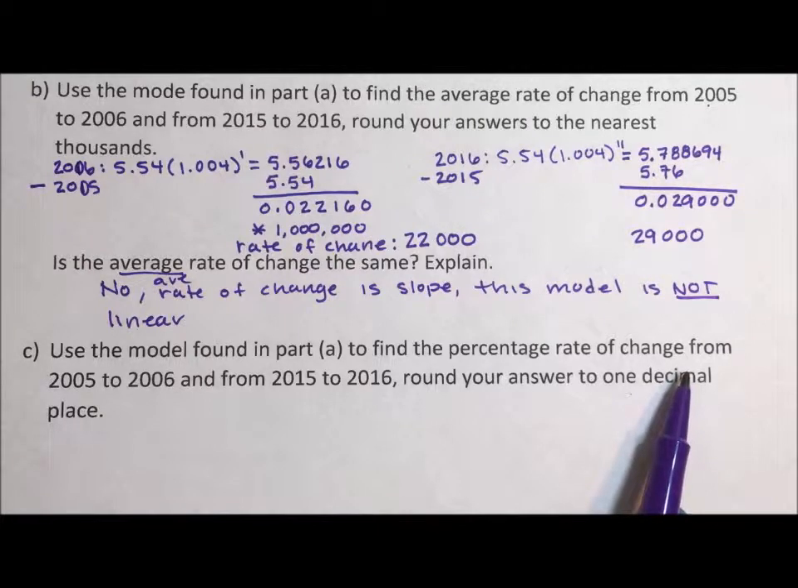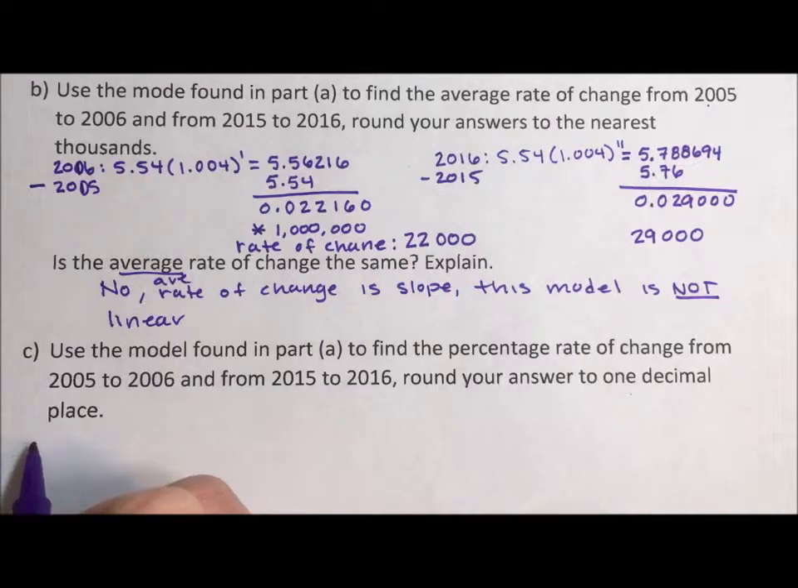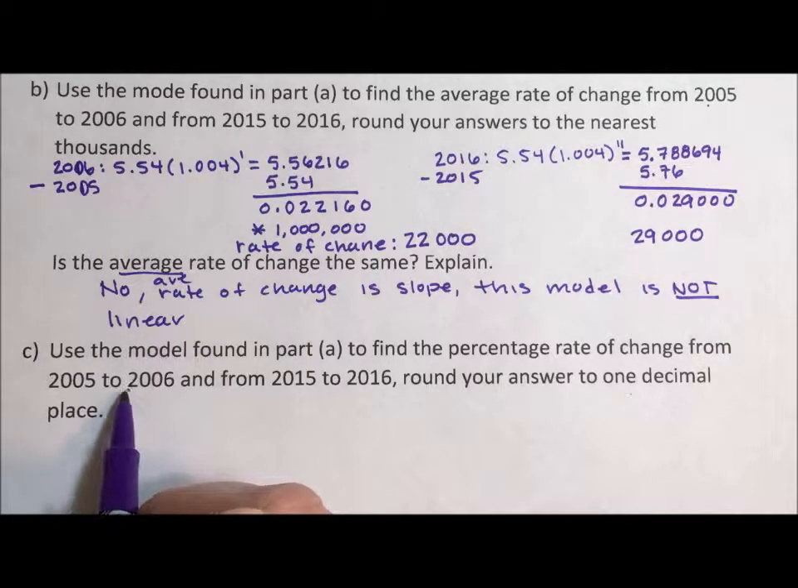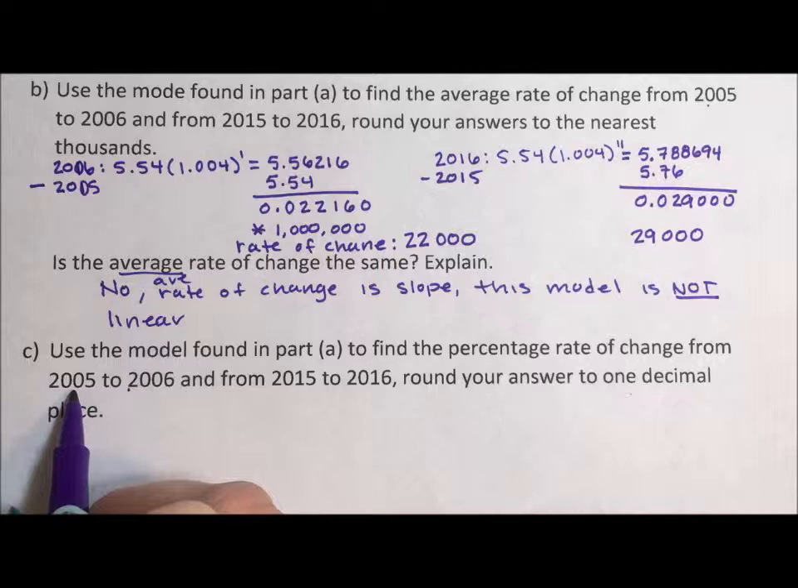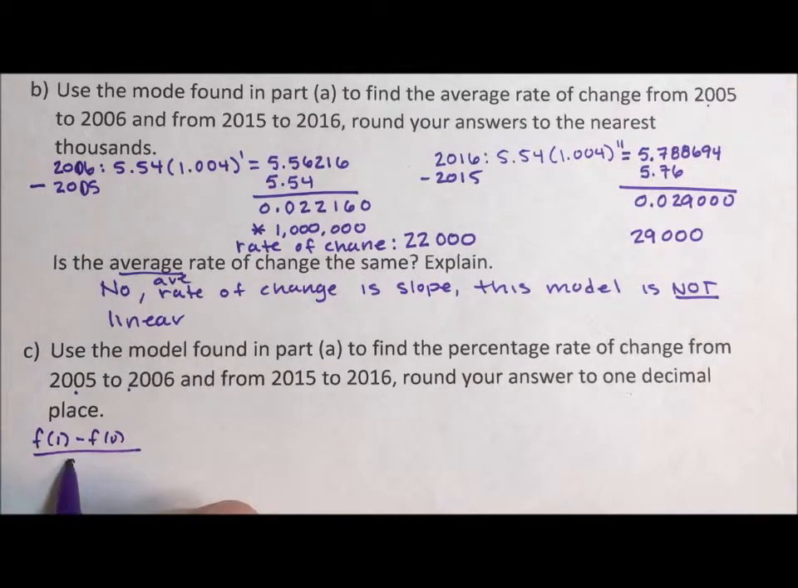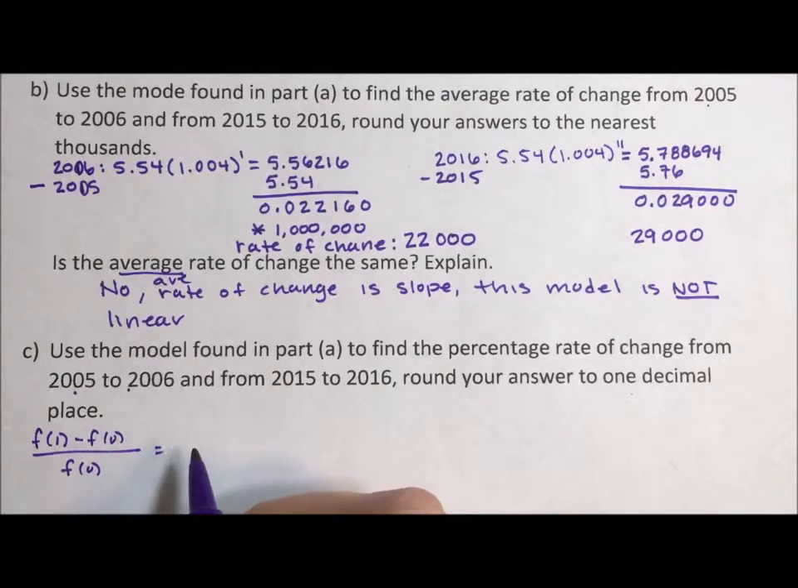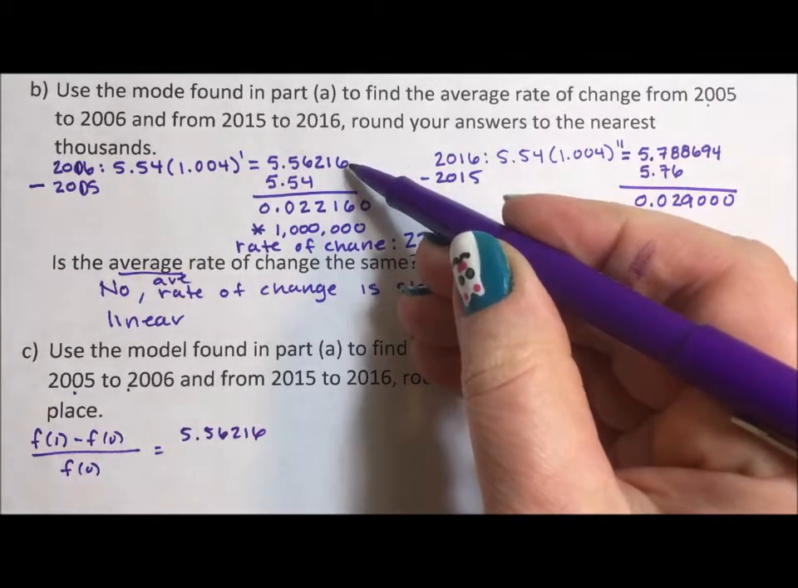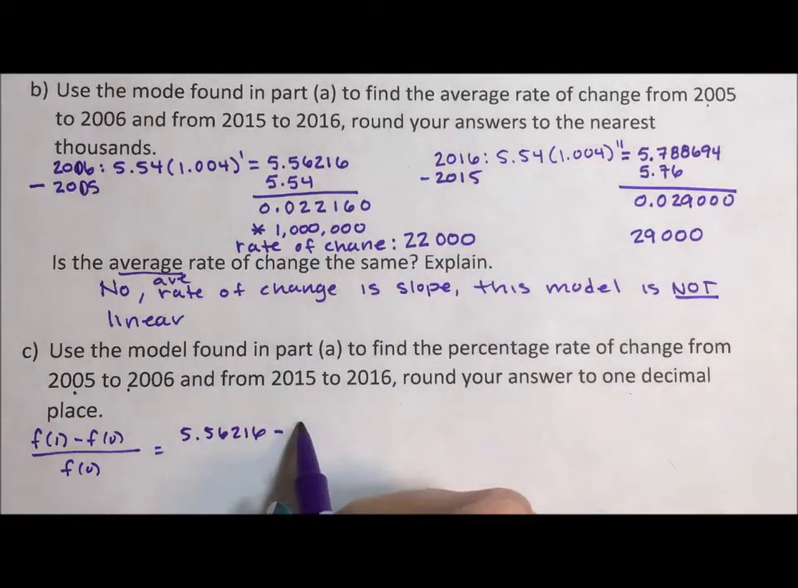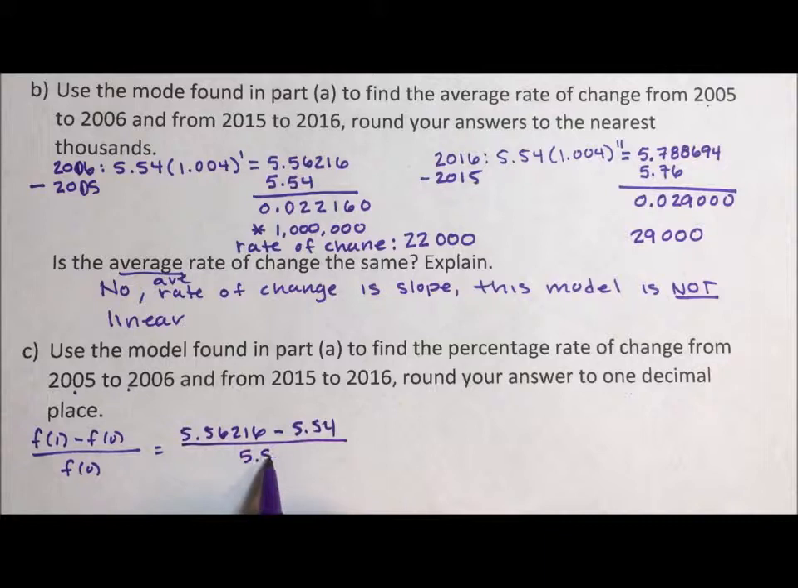Okay, now it says use the model found in part A to find the percent rate of change. Now this is going to be a little bit easier. We have all the numbers. If you don't remember how to find the percent rate of change, what we do is we find the value at 2006 minus the value at 2005 divided by 2005. So we find f of 1 minus f of 0 divided by f of 0. So f of 1 was that 5.56216 that we calculated right here, minus f of 0, which is our initial, 5.54, all divided by 5.54.